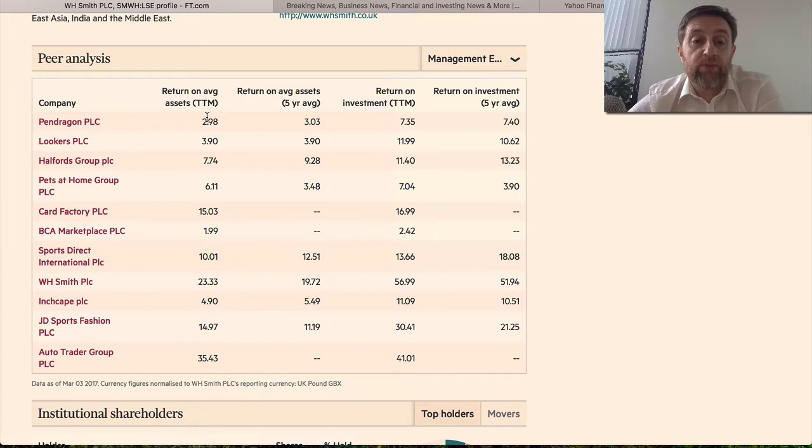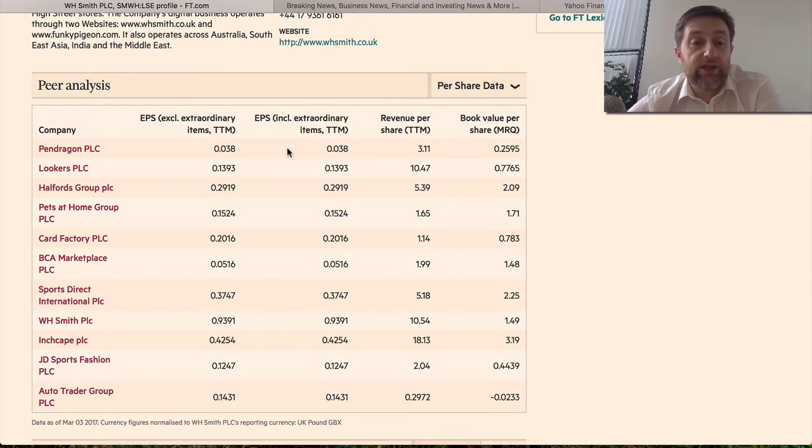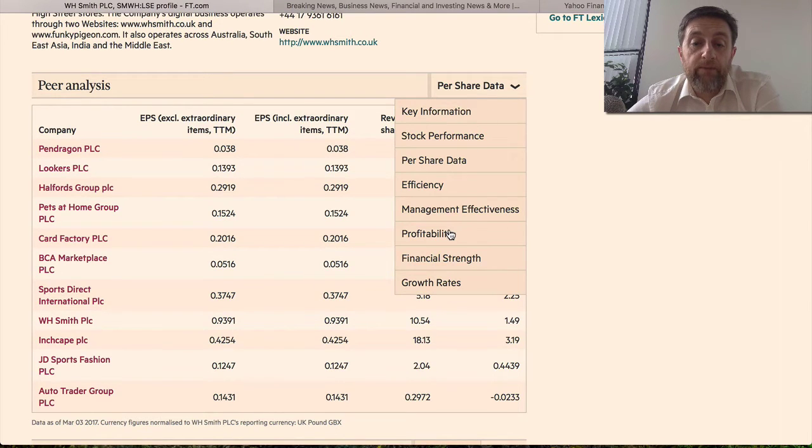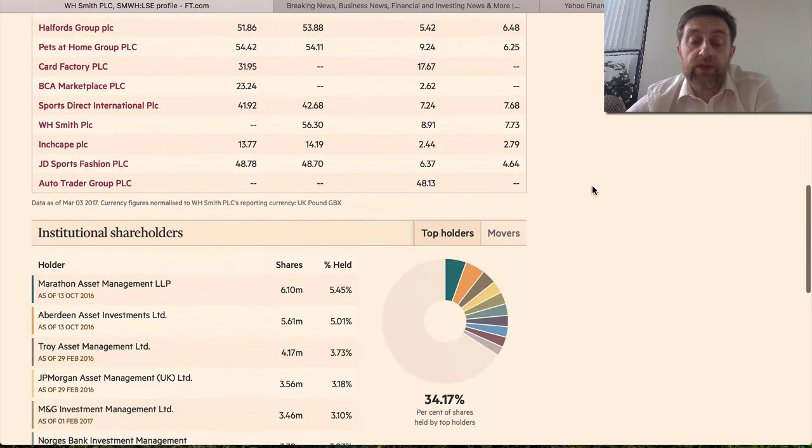We can look at the performance in terms of management efficiency, they call that. So here's the return on assets over 5 years. So although the income's gone down, WH Smith has actually given you the highest return on assets over the 5-year period, and return on investment has been excellent. Other things we want to look at, let's look at per share data. Gives you the earnings per share, the book value per share, profitability. There's your profit margins here, and TTM stands for trailing 12 months, which is saying that it's between now and the last 12 months. So that might be different from what you see in the financial accounts.